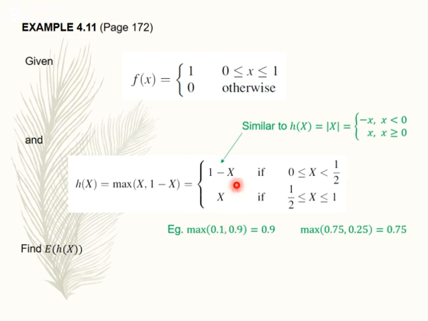And this function is saying that if x is between 0 and a half, so in this case you have 0.1, which is between 0 and a half, then this max function is going to be equal to 1 minus x, which is 1 minus 0.1, which gives you 0.9. And then in the other case, x, which is the first value, is between a half and 1. So that means the max function is going to be equal to x itself, which is 0.75. So it's just a mathematical way of writing out that you take the maximum of the two values that were given.